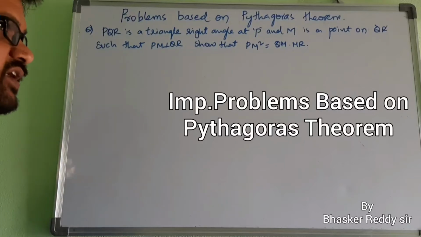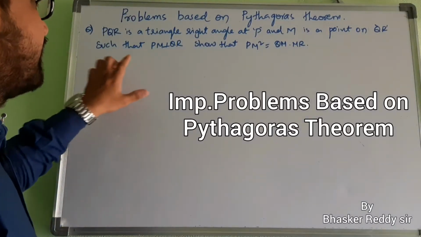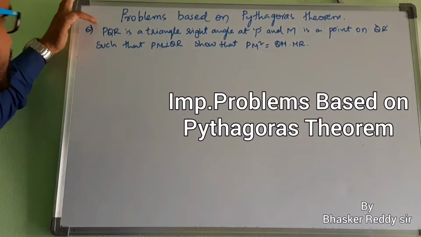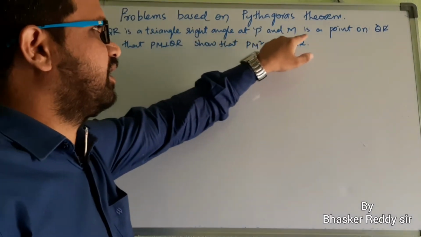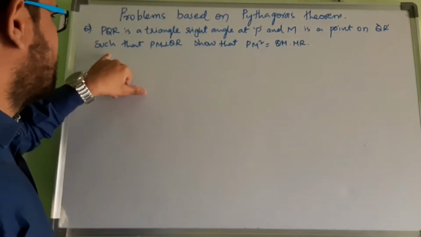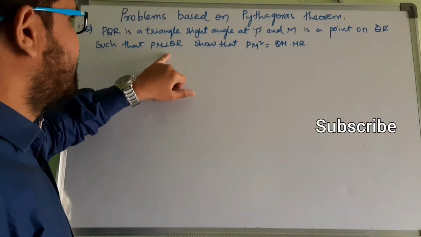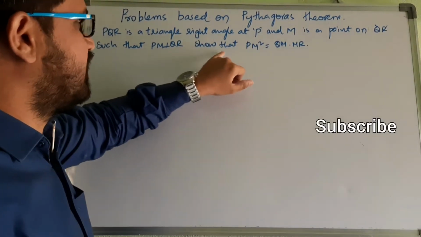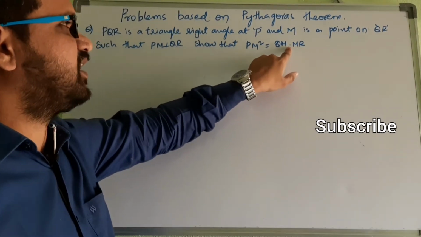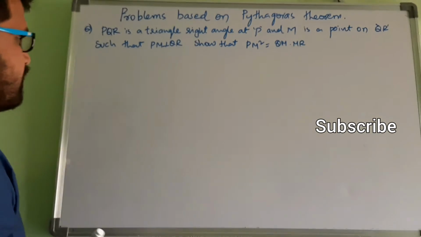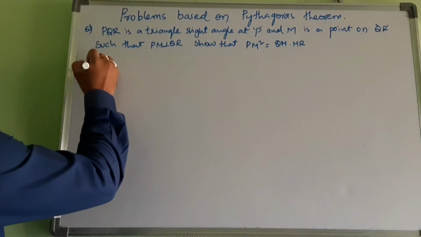Okay, so let us solve a few sums based on Pythagoras theorem. First one: PQR is a triangle, right angle at P, and M is a point on QR such that PM is perpendicular to QR. Show that PM square is equal to QM into MR. Okay, so how to solve this?